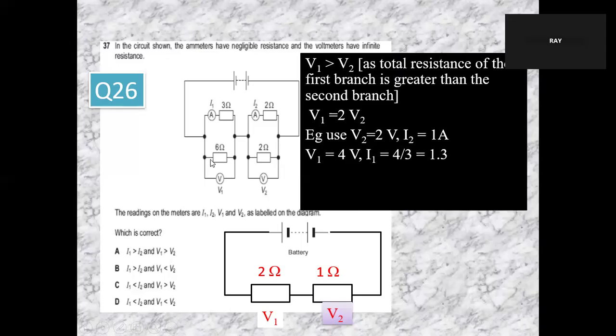V1 is 4 volt. I1 is 4 divided by 3, which is 1.3. So we can see straight away I1 is greater than I2. The answer is A. Happy with that? Anything not clear?